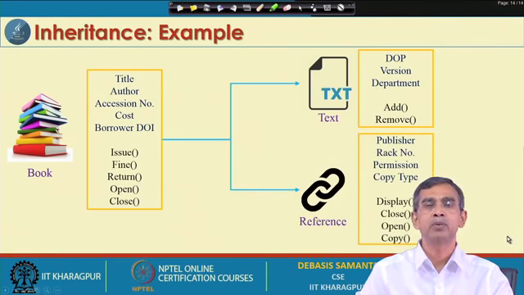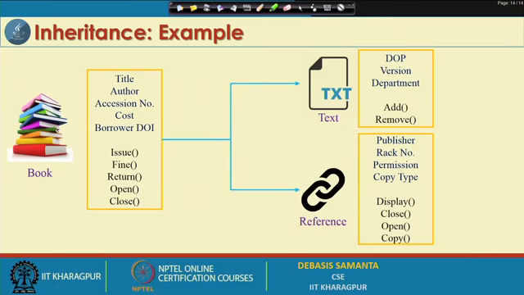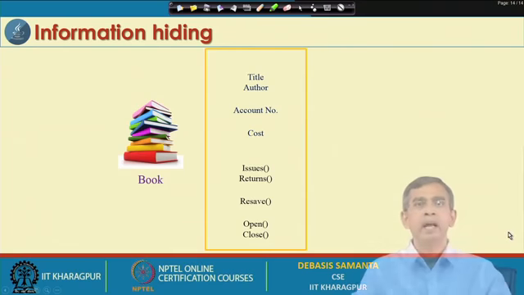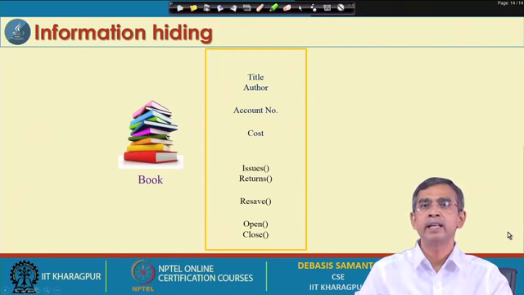Likewise, a textbook can also be inherited by another category of book called reference. This means that from the book class, which is the base class, we can develop a few more subclasses, called derived classes. This way, inheritance helps us build from one class to another class, and build very large software.